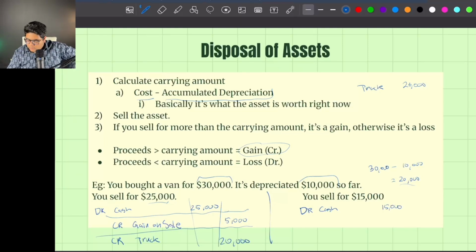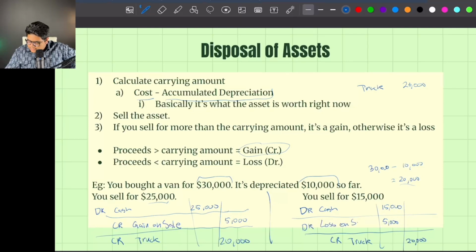And we know that we got rid of our truck, right? So we're going to credit our truck for $20,000. So basically now we have $5,000 more in credit than we do in debit. So we need $5,000 of debit. And in this case, we need to debit something because we need to come up with an extra 5K. And here it's going to be a loss on sale.